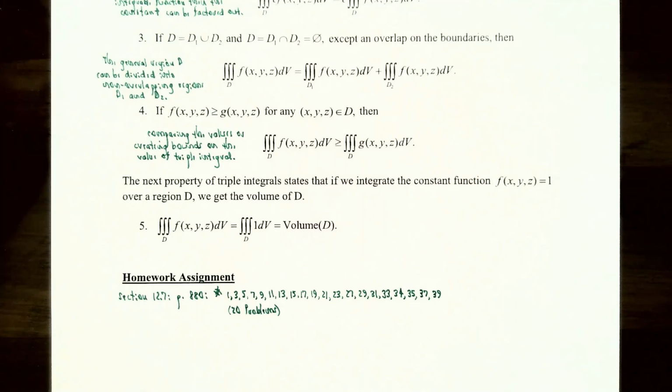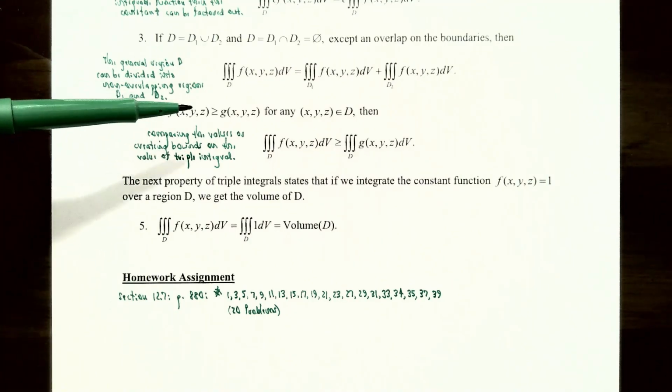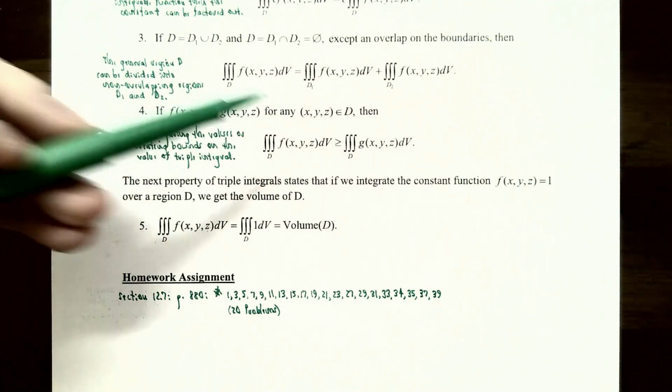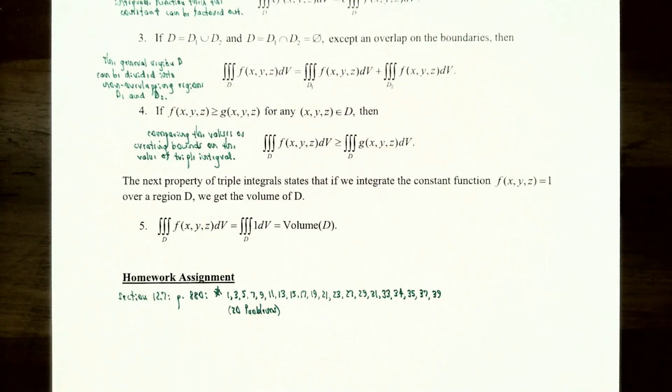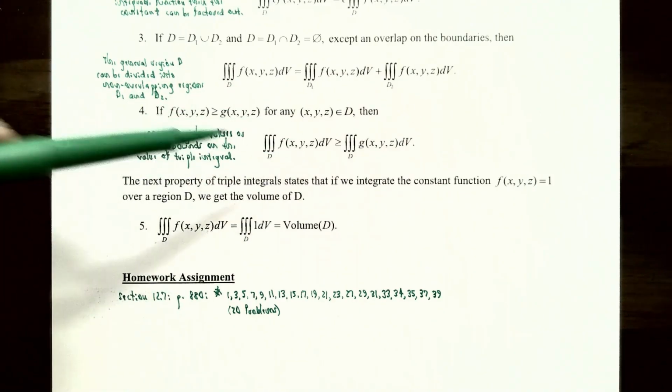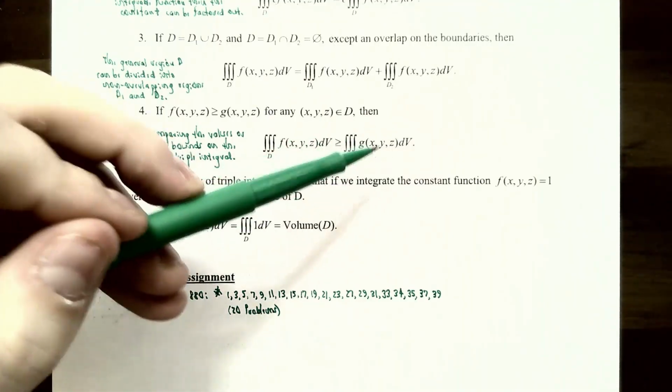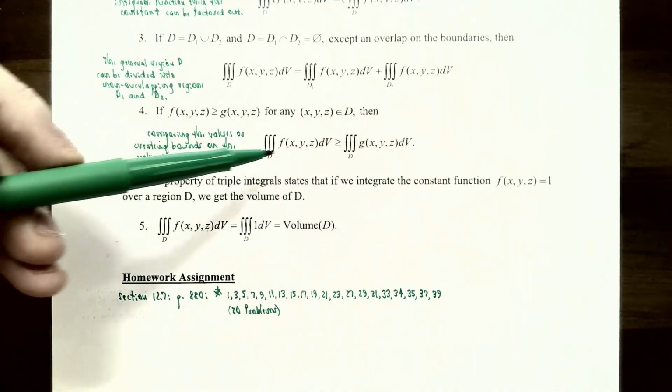Property number 4: if the function f of x, y, z is greater than or equal to a function g of x, y, z for any point that's in this general region D, then the value of the triple integral of the function f will be greater than or equal to the value of the triple integral for the function g over the same region D.